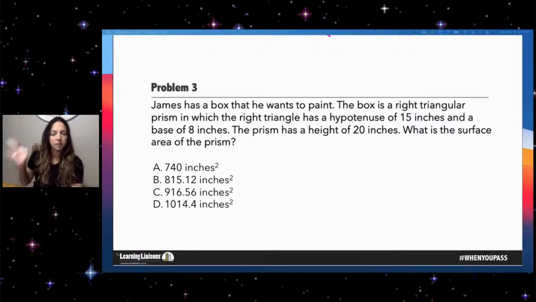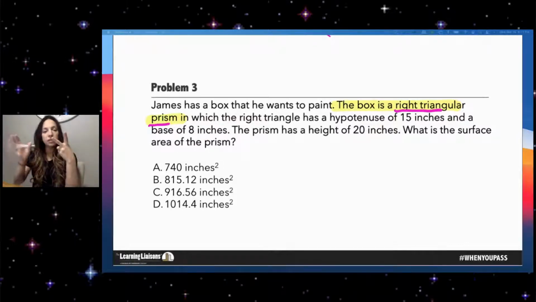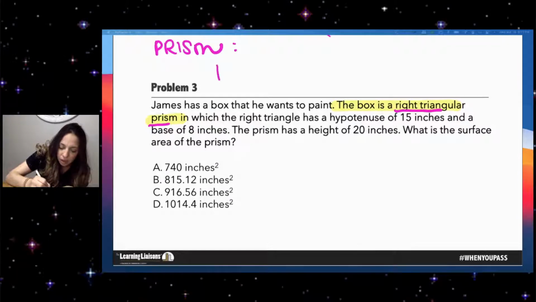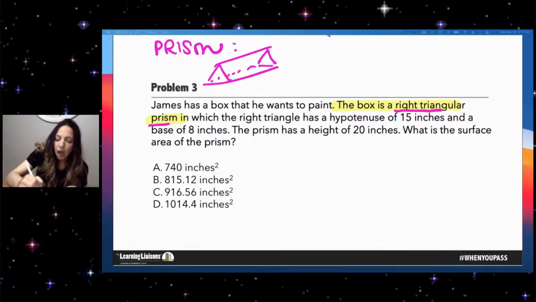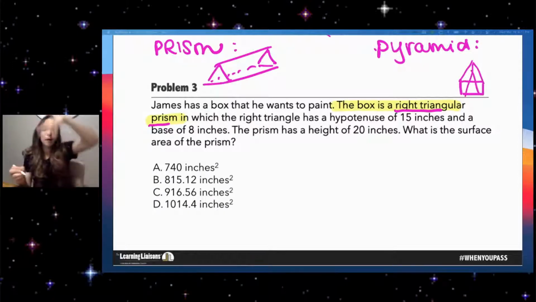So he has a box. I know that. What shape is the box? The box is a right triangular prism. So we know the base is a right triangle of this prism. Remember, a prism has two bases and rectangles going around. So the difference between a prism and a pyramid: a prism is going to have two bases and then rectangles extending around that shape. A pyramid is going to have one base and then triangles extending up to a point.